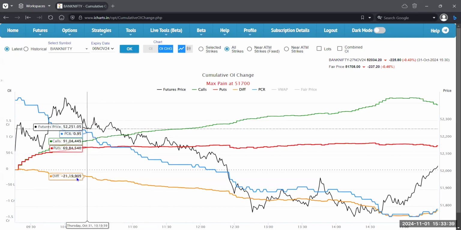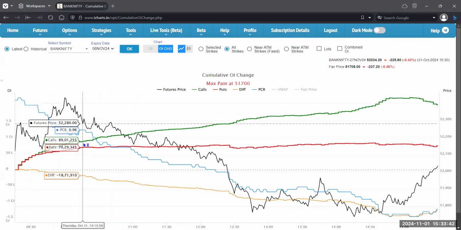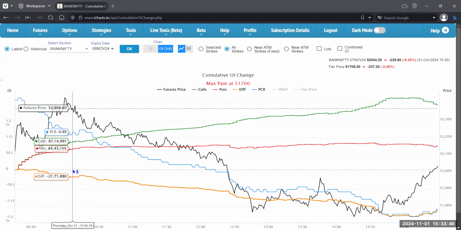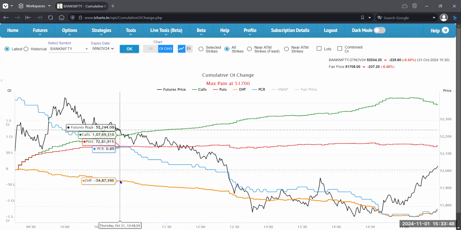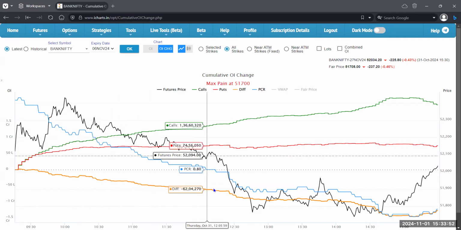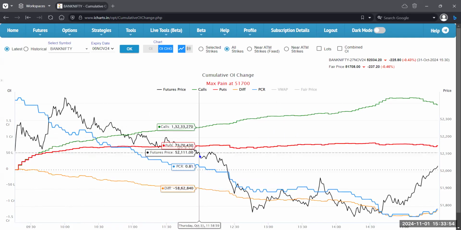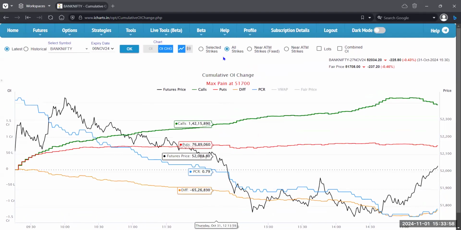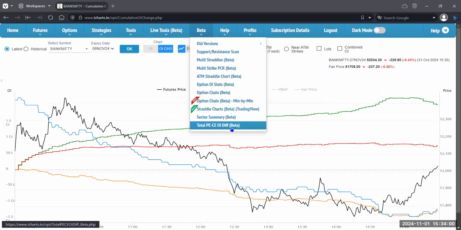So this will give you a clear indication. And the difference of these two lines is this yellow line. So this being below this zero line is itself an indication that the sentiment in the market is negative or bearish. So this will give you that. This is a quick tool, but not much information is there. Not as much information as Total PE-CE OI.